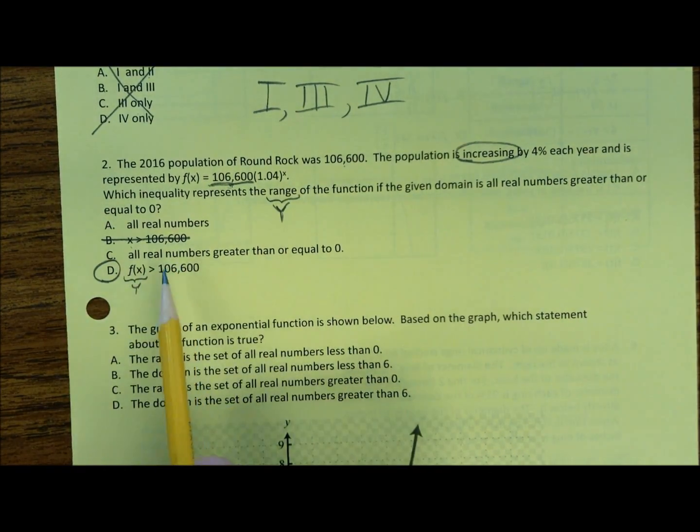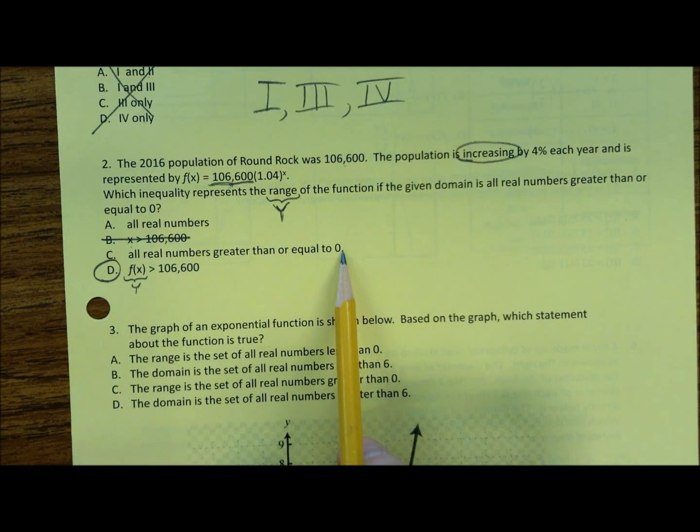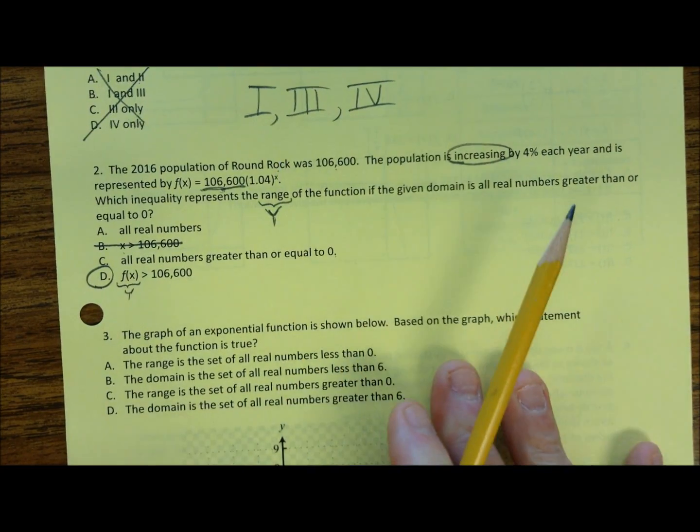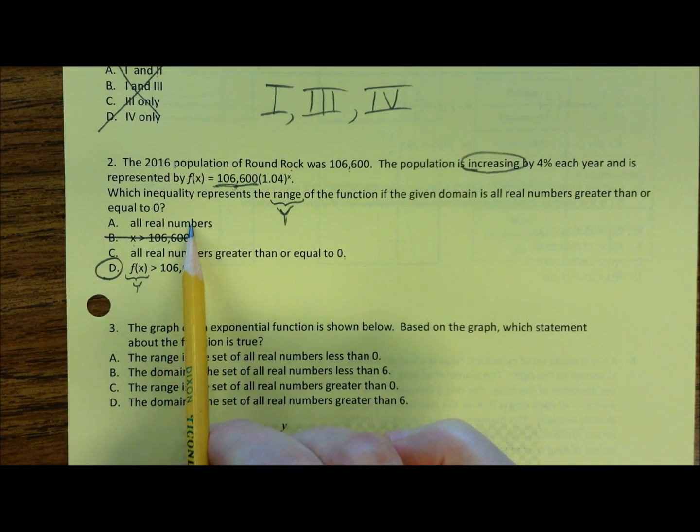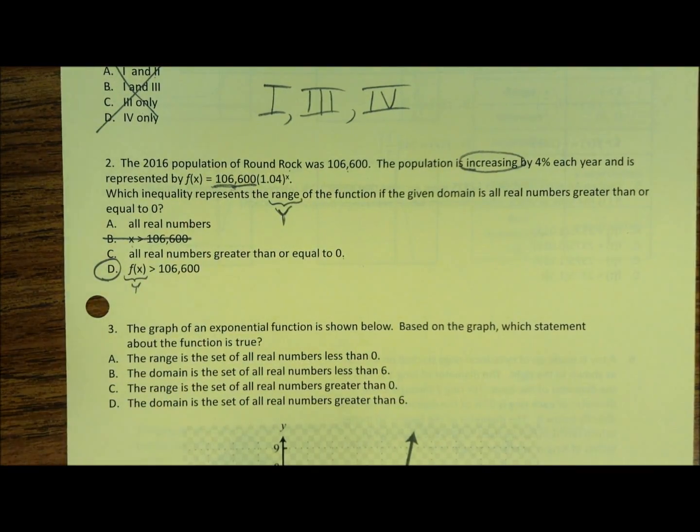All real numbers greater than or equal to 0 would imply that the population of Round Rock is 0. All real numbers would include negatives, and the population of Round Rock is not negative.